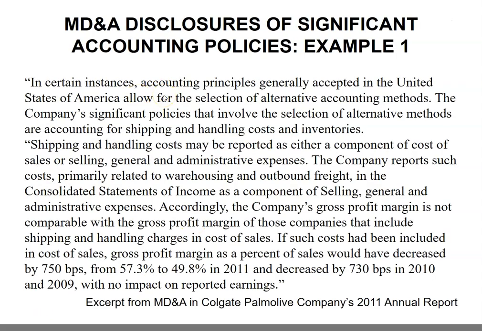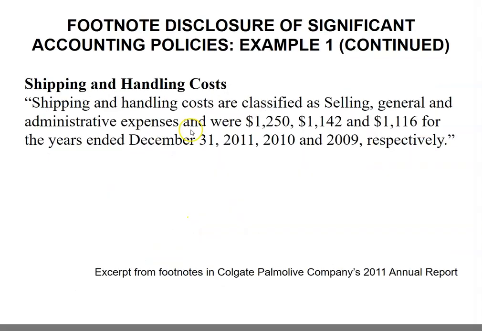Here we have an example of the MD&A disclosures of significant accounting policies from the Colgate-Palmolive Company's 2011 annual report. The discussion describes that US GAAP allows the selection of alternative accounting methods and that the company is using alternative methods to account for shipping and handling costs and inventories. Details on the use of these alternative accounting methods have been provided here in the discussion. The notes then disclose that the shipping and handling costs have been classified as selling, general and administrative expenses and reported in the income statement.